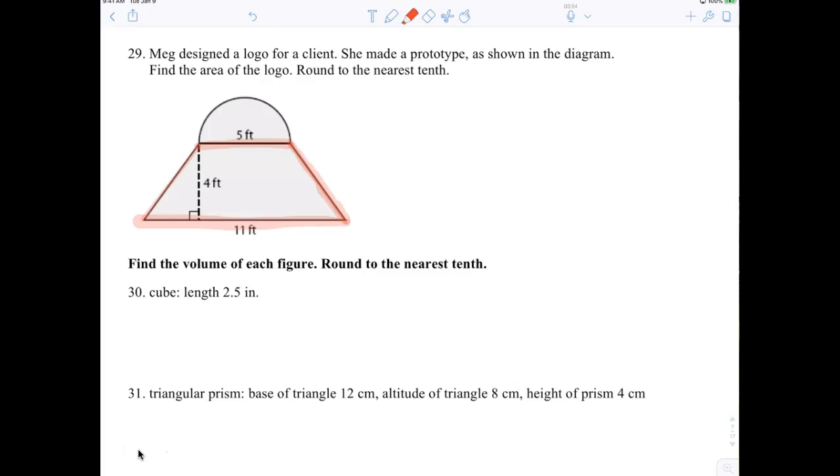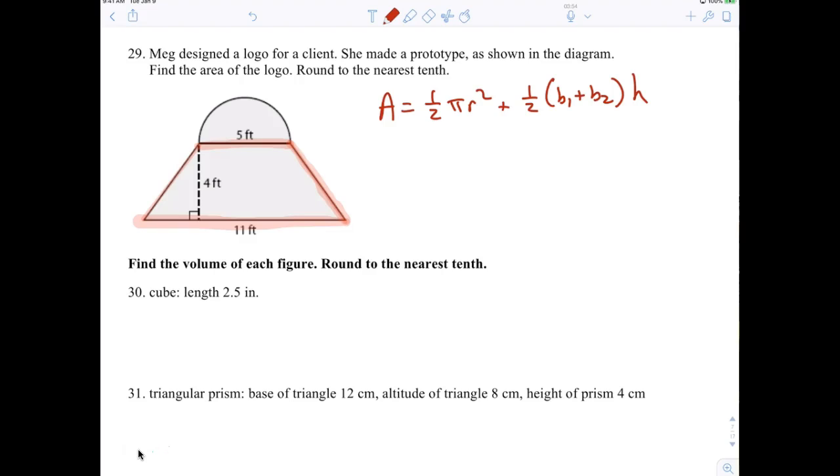What does the dotted line represent? The height of the trapezoid. So what 2 shapes do I have here? Semicircle. So what's the semicircle? 1/2 pi r squared, that's correct, plus, what's the trapezoid? 1/2 base 1 plus base 2 times the height. Now some kids were making mistakes on here because they didn't use parentheses, but you can always just add the 2 numbers in your head, right?